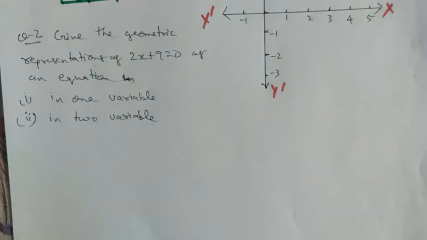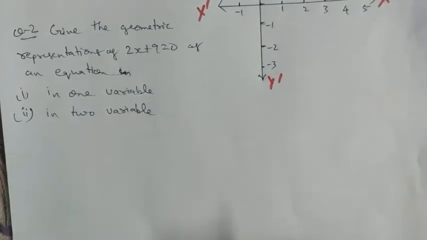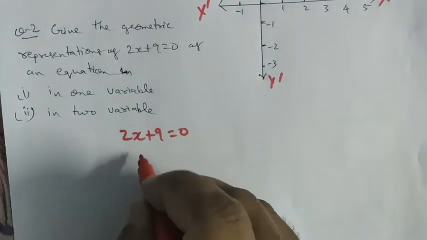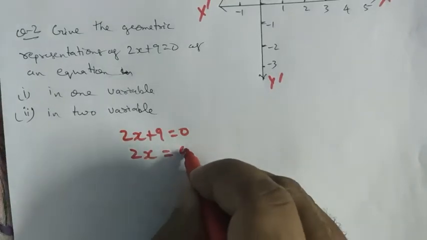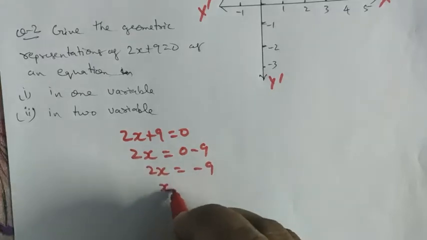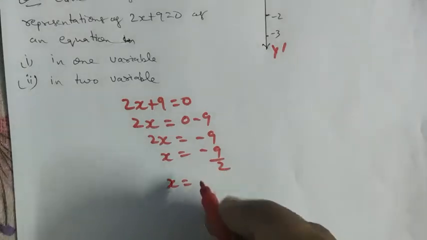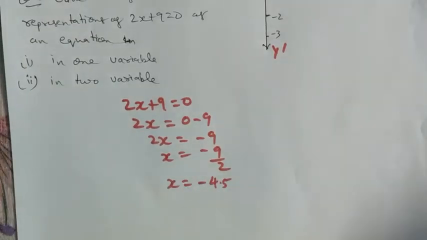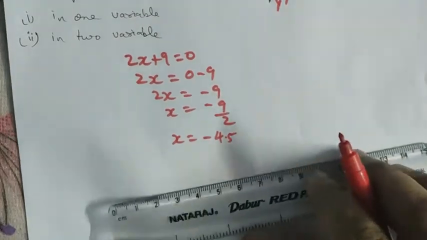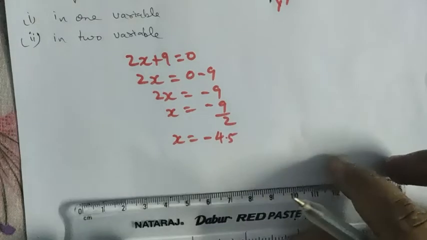Question number 2: give the geometric representation of 2x plus 9 equals 0 in one variable. So 2x plus 9 equals 0, so 2x equals 0 minus 9, 2x equals minus 9, x equals minus 9 upon 2, that is x equals minus 4.5. So this we can represent in one variable in the form of a straight line.